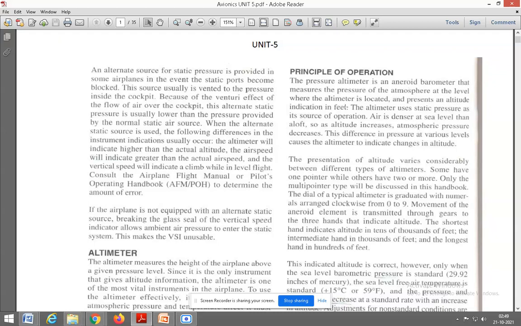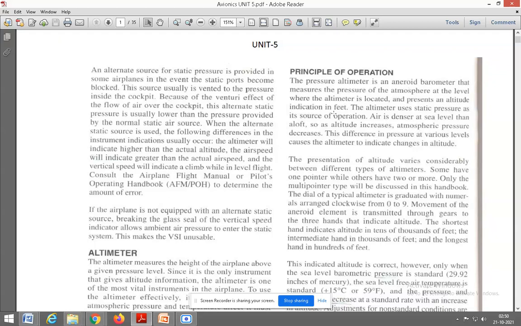The altimeter uses static pressure as its source of operation. Static pressure is the source here, and air is denser at sea level than aloft. So as the altitude increases, atmospheric pressure decreases. Air will be very dense at sea level, but aloft, meaning away from sea level, the altitude value will be increasing, but the pressure value will be decreasing.